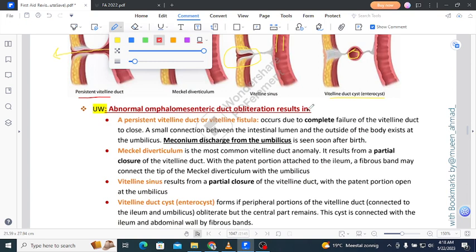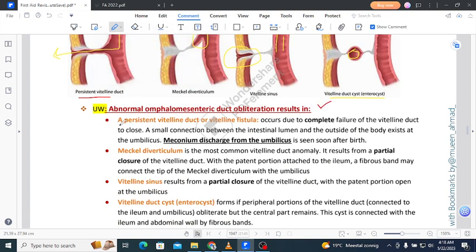So abnormal omphalomesenteric duct obliteration will result in a persistent Vitelline duct or Vitelline fistula that occurs due to complete failure of the Vitelline duct to close. A small connection between the intestinal lumen and the outside of the body exists at the umbilicus. Meconium discharge from the umbilicus is seen soon after birth in the first case, like the persistent Vitelline sinus. The second scenario is with the Meckel diverticulum. It is the most common Vitelline duct abnormality.